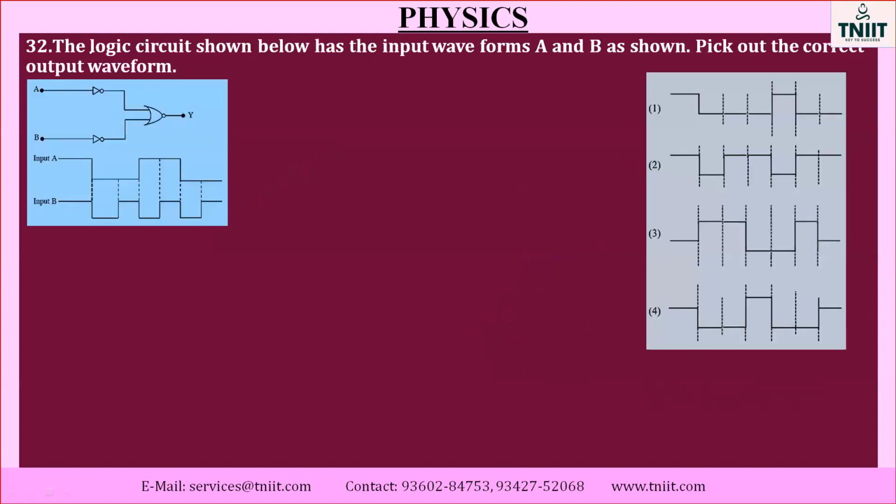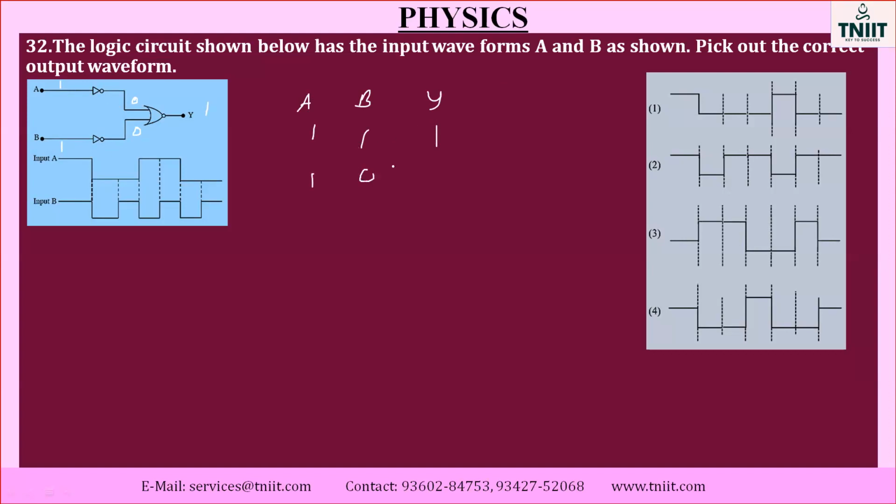Look at the logic here. Pick out the correct waveform. When you give A as 1, it will be 0. When you give B as 1, it will be 0 because of the NOT. 0 plus 0 bar will be 1. So when both the inputs are 1, you are getting output as 1.